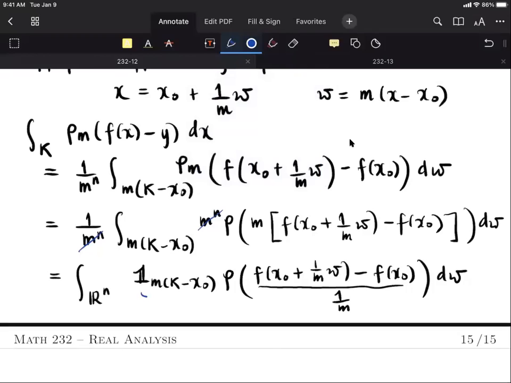Okay, so this one tends to the constant function 1 as m goes to infinity, because the set is increasing. So this one increases to the whole R^n. According to the differentiability of f, this tends to the directional derivative, so that's the Jacobian multiplied by the direction w.